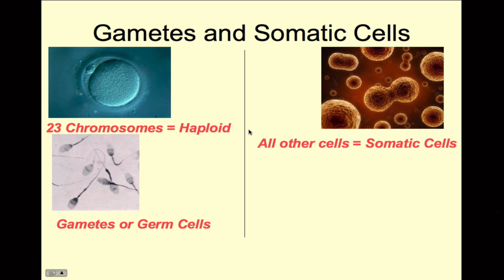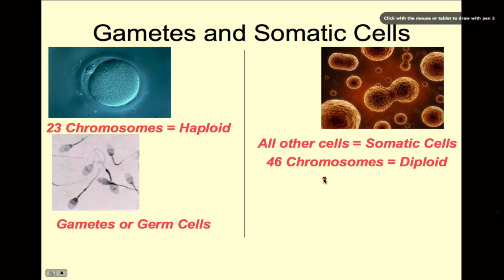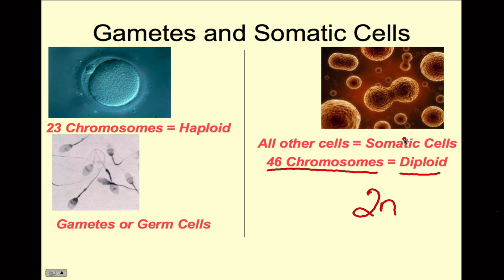All right, so now I'm going to talk a little bit about all the other types of cells. Somatic cells really just means any cell in the body that is not a gamete. So it could be a nerve cell, it could be a blood cell, it could be a heart cell. Any cell that is not a gamete is considered a somatic cell. And they have 46 chromosomes. So all cells except the gametes have 46 chromosomes, and that's considered diploid. And we indicate that with a 2N. That means that it has two sets of chromosomes.